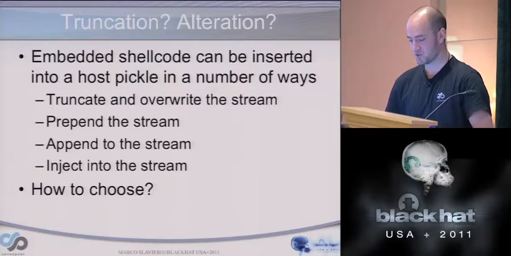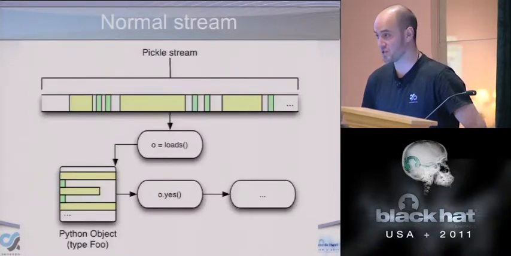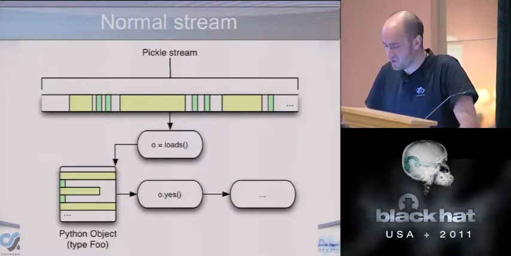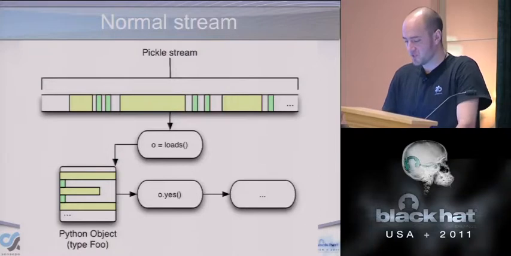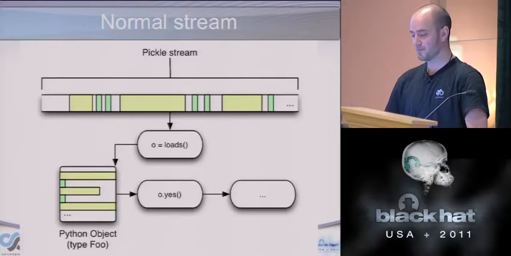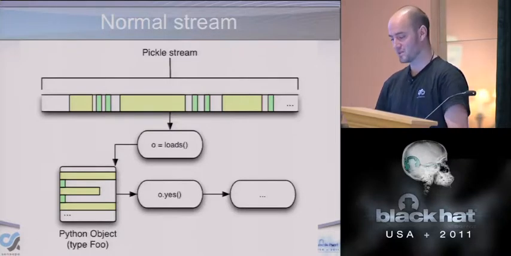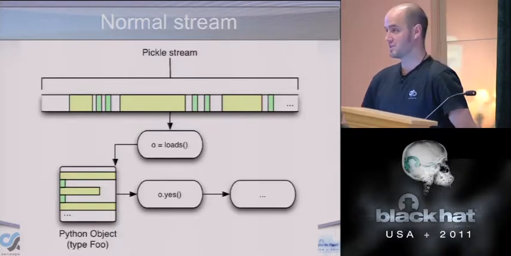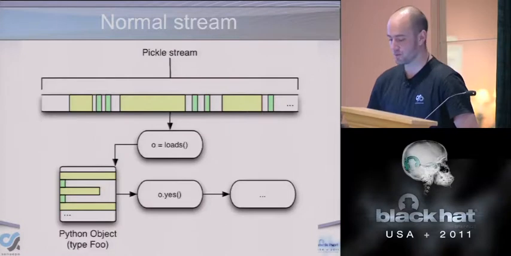So the question is, how do you choose? I'm going to do this with diagrams and show you the benefits and the drawbacks of each of these approaches. This is a normal situation. We've got a pickle stream at the top, and this pickle stream gets loaded into a Python program through the loads method. When the loads method is called, the PVM runs over this instruction sequence, and as output it produces an object that gets assigned to o.